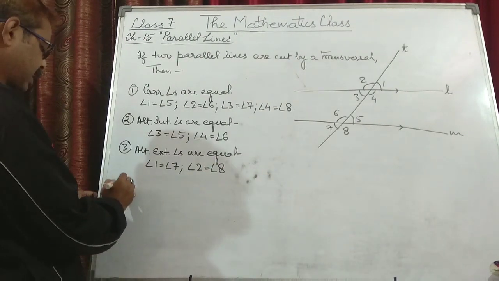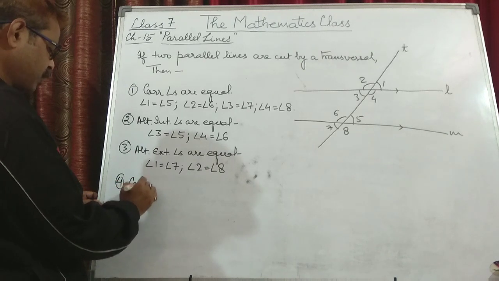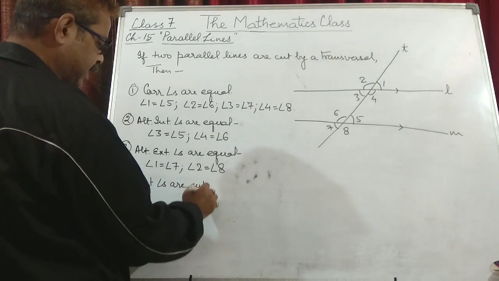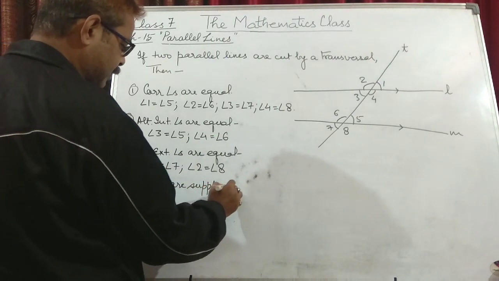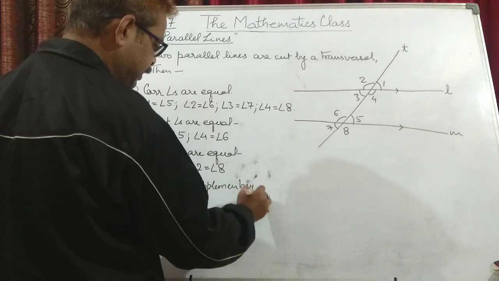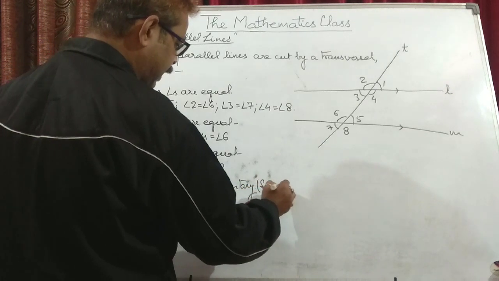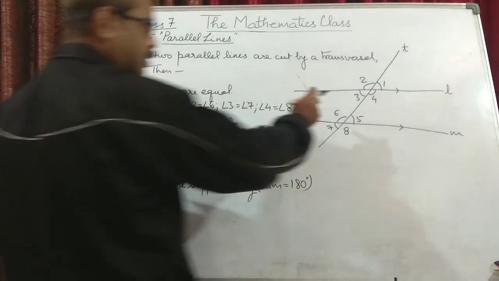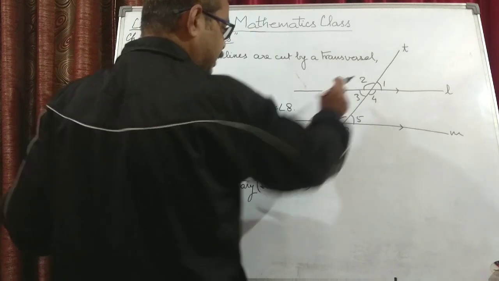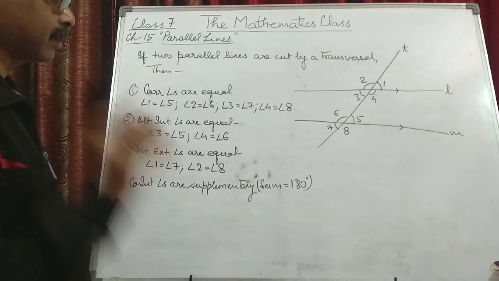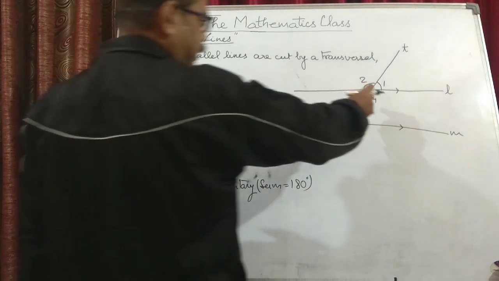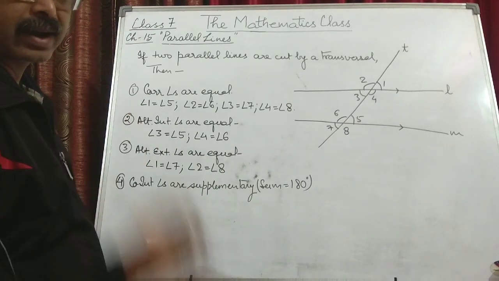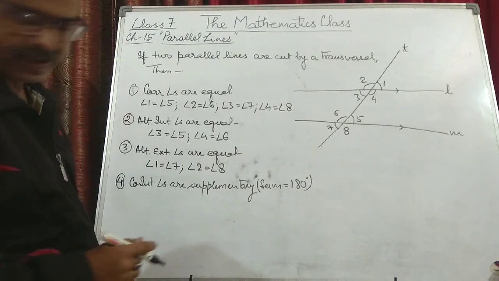Then the fourth point, or the last point, is that co-interior angles are supplementary. Supplementary means the sum of two angles is 180 degrees. Co-interior angles: 3 and 6 are co-interior angles. It means the sum of angle 3 and angle 6 will be 180. At the same time 4 and 5 are co-interior angles. So the sum of angle 4 and angle 5 will be equal to 180 degrees.